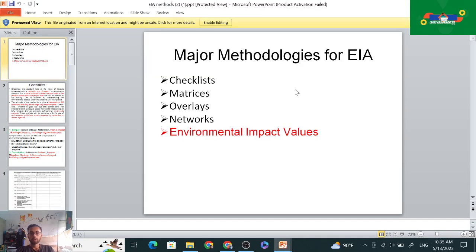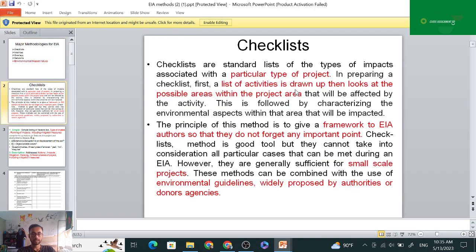Major methodologies for EIA: first of all the checklist method, matrix method, overlay method, networks, and along with that environmental impact values. So first of all, the checklist method is a standard list of the types of impacts associated with a particular type of project.